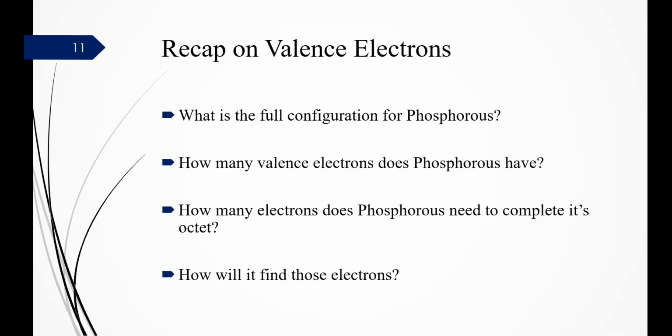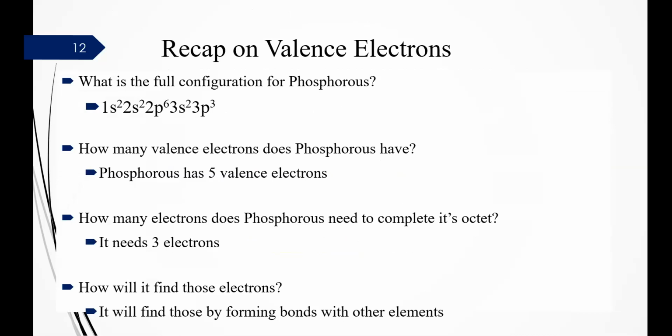So as a little bit of a recap before we add on to this, let's go ahead and write out the full electron configuration for phosphorus. How many valence electrons does phosphorus have? How many electrons does phosphorus need to complete its octet? And then how is it going to go out and find those electrons?